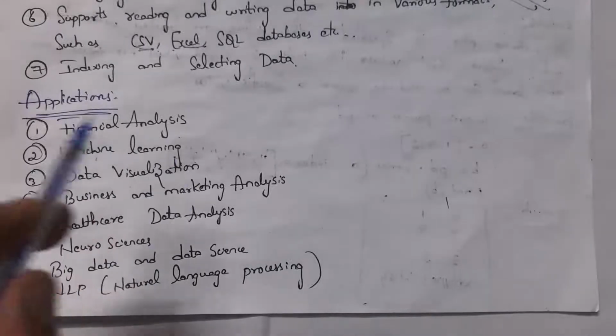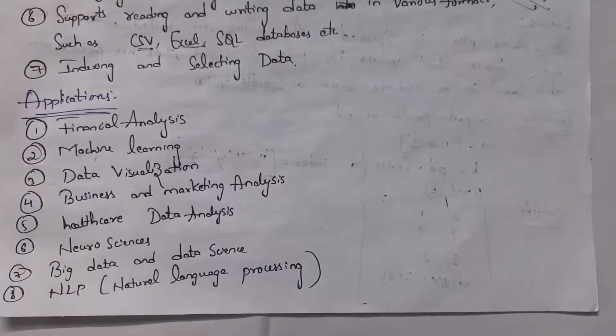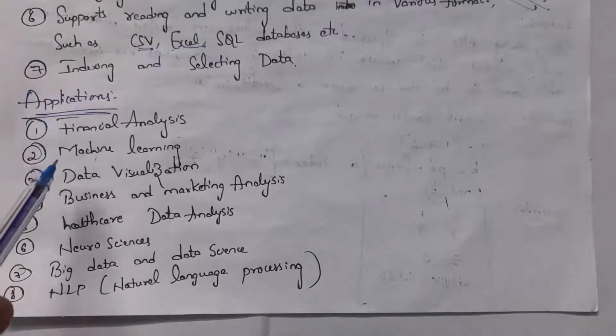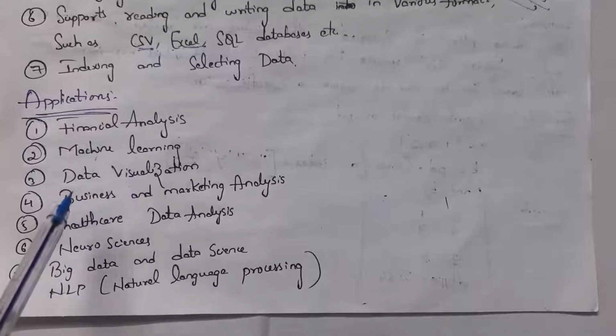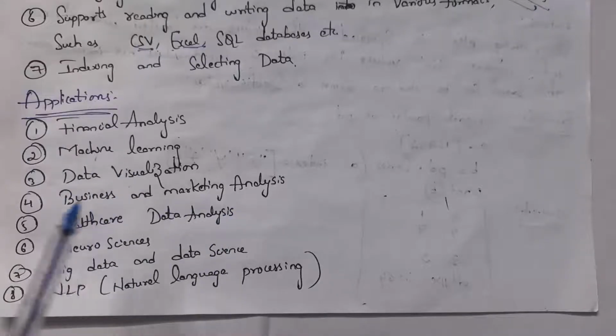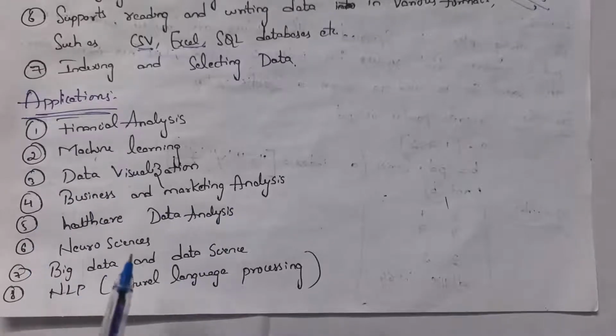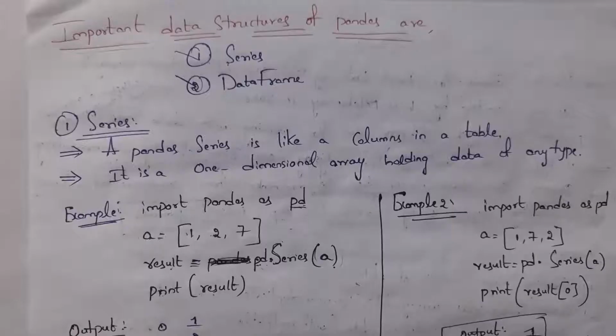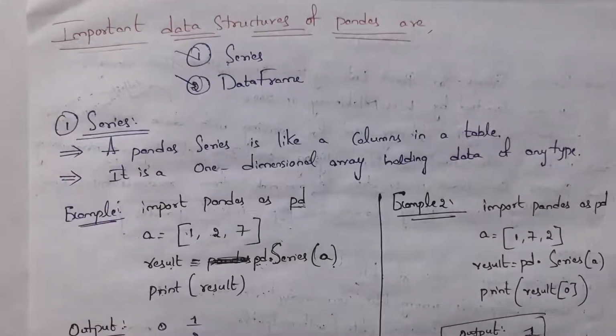These are various applications of Pandas. The Pandas library is used in financial analysis, machine learning, data visualization, business and marketing analysis, healthcare data analysis, neurosciences, and also in big data and data science and in NLP, that is natural language processing. Guys, there are two important data structures that we use in Pandas. They are Series and DataFrame.